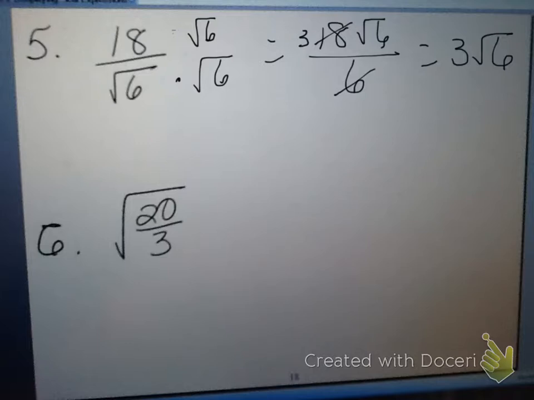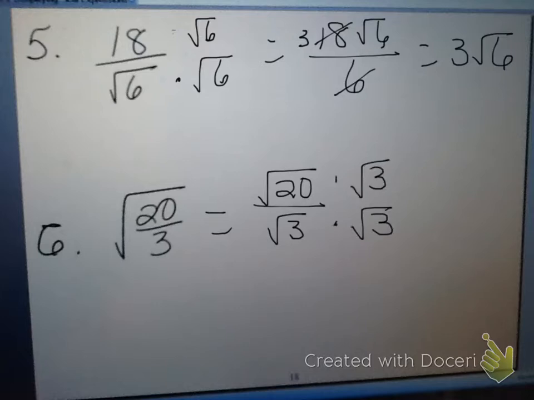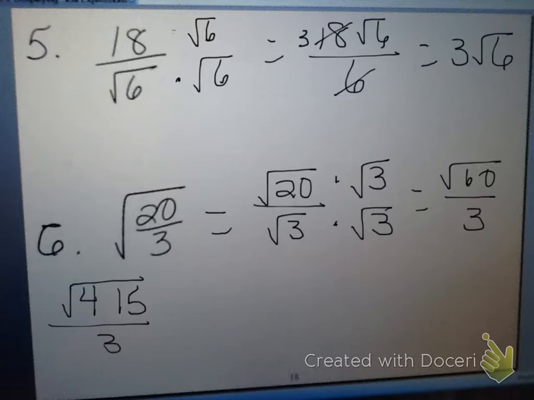Number 6, square root of 20 over 3. I cannot reduce that fraction. So I am going to have to put square root of 20 over its own radical and square root of 3. I'm going to rationalize the denominator by multiplying both top and bottom by the square root of 3. So in the numerator, that's square root of 60 over 3. Now look at square root of 60. I can break that down to 4 times 15. Square root of 4 is 2, so that's 2 square root of 15 over 3. And that is my final answer.